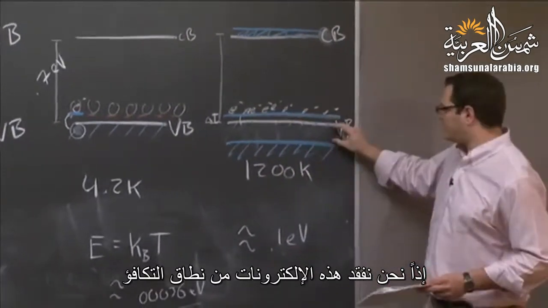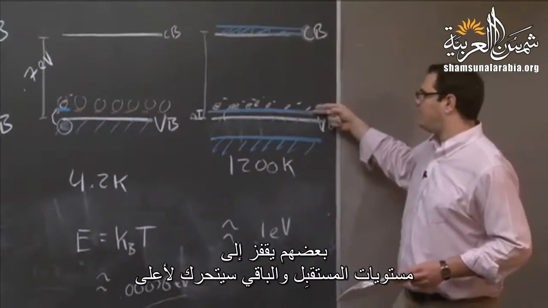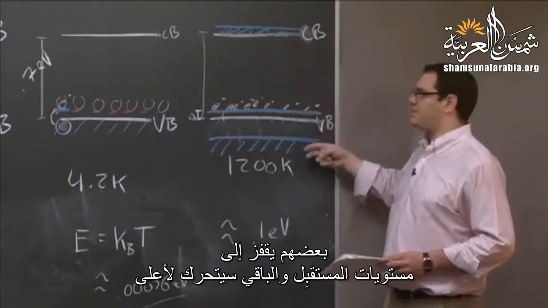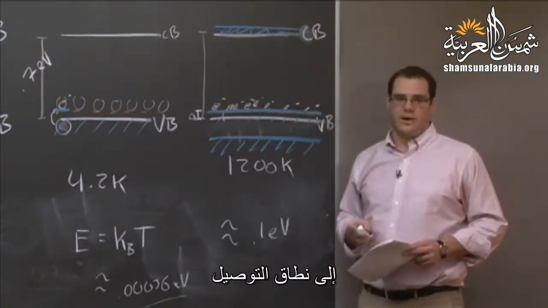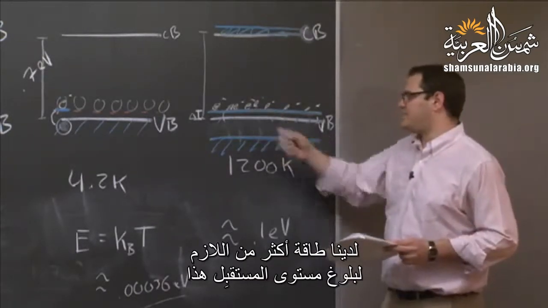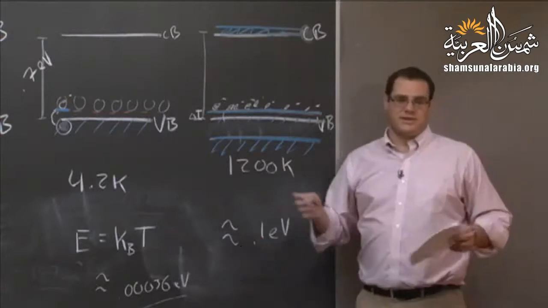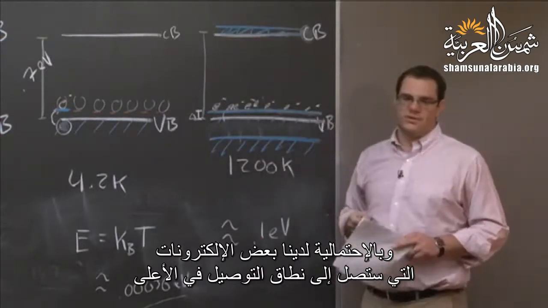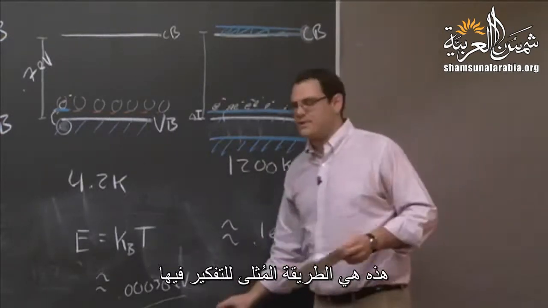So we lose these electrons from the valence band. Some jump up to the acceptor levels, and the rest will go up to the conduction band. So this is 1200. We have more than enough energy to reach this acceptor level, and probabilistically some electrons will make it up to the conduction band. So that's the best way to think about it.